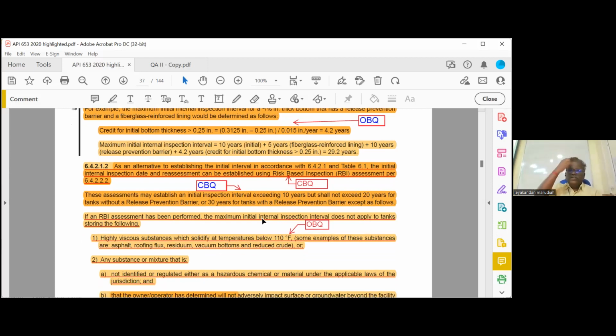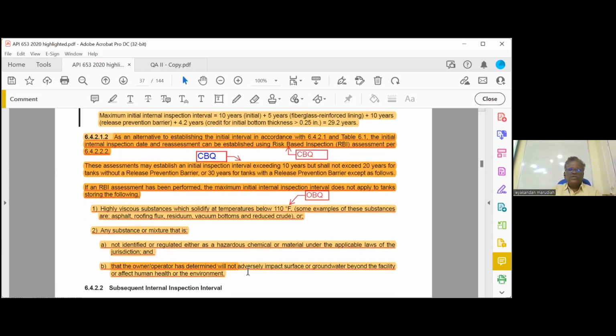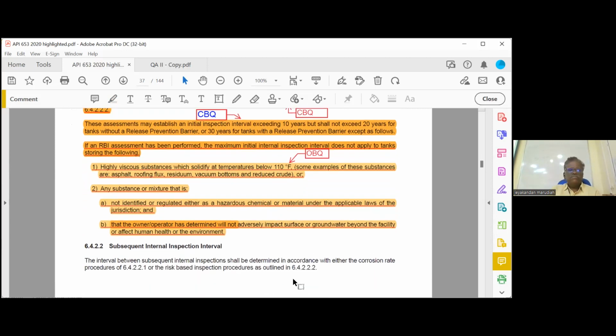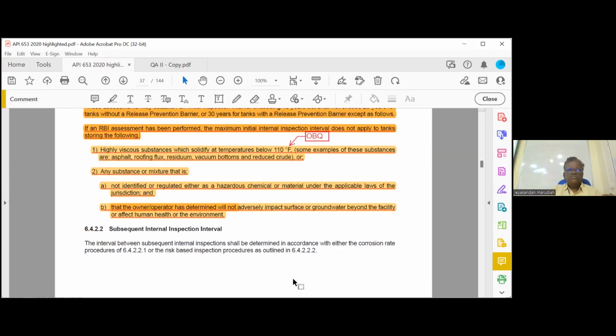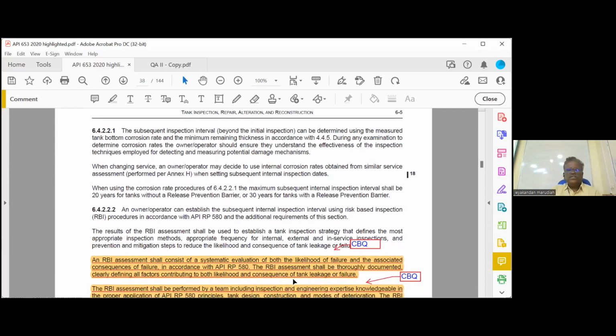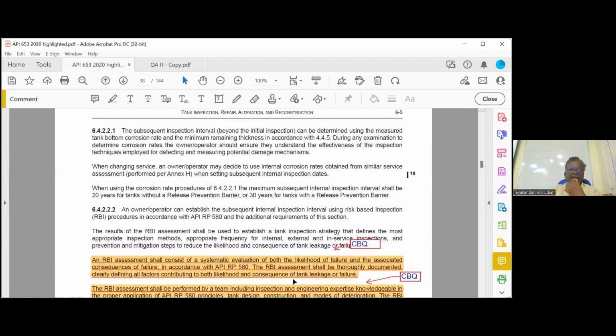Now, when you are conducting RBI, this is open to question. If an RBI assessment has been performed, the maximum initial inspection interval does not apply to tanks storing the following. This is open to question: highly viscous substances that solidify at temperatures below 110, and any substance not identified by the owner operator as hazardous that will not adversely impact. Just mark it as open. Then these are not important. Please go to the next page.